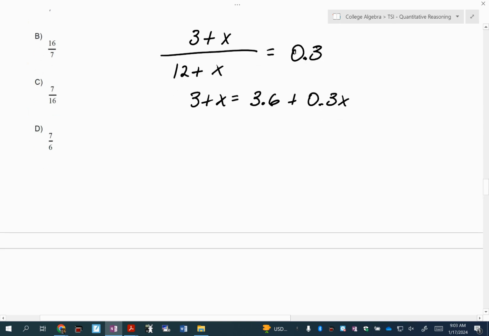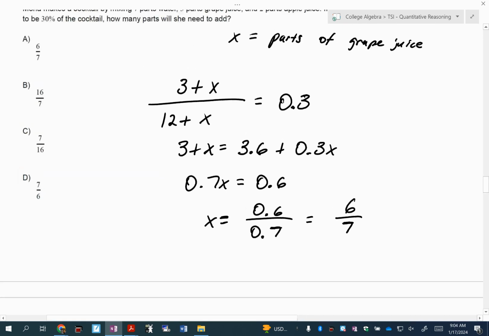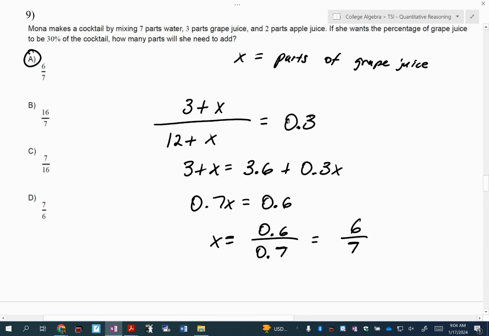Get your x's to one side. So x minus 0.3x is going to be 0.7x. 3.6 minus 3 is going to be 0.6. Divide both sides by 0.7, and you get this is x, right? And you can go into decimal, or go into the calculator and do this, or you'll notice that these have the same 6 and 7 in the tens place, so that reduces to 6/7 as a fraction. So the answer is going to be A.